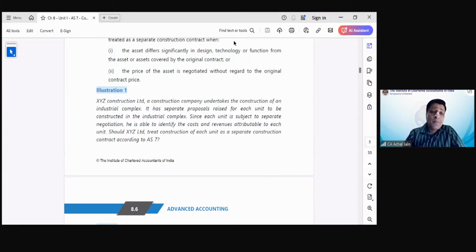So can you tell me why do you think it's a single contract? The reason, the rationale. Why do you think it's a single contract?